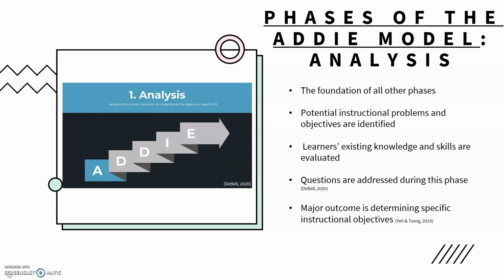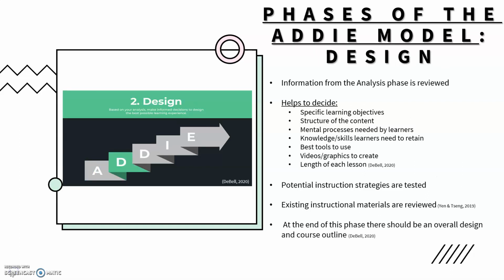Those who are involved in instructional design are tasked with identifying instructional problems, analyzing the cause and impact of the problem, and determining the need and learning characteristics of the students, as this will lead to the outcome of determining specific instructional objectives which educators expect their learners to achieve. The second phase of the ADDIE model is the design phase.